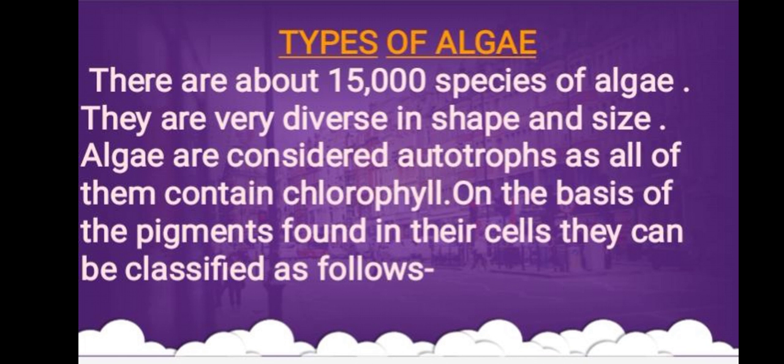Let's see the types of algae. Children, there are about 15,000 species of algae. They are very diverse in shape and size. Algae are considered autotrophs as all of them contain chlorophyll. On the basis of the pigments found in their cells, they can be classified as follows.